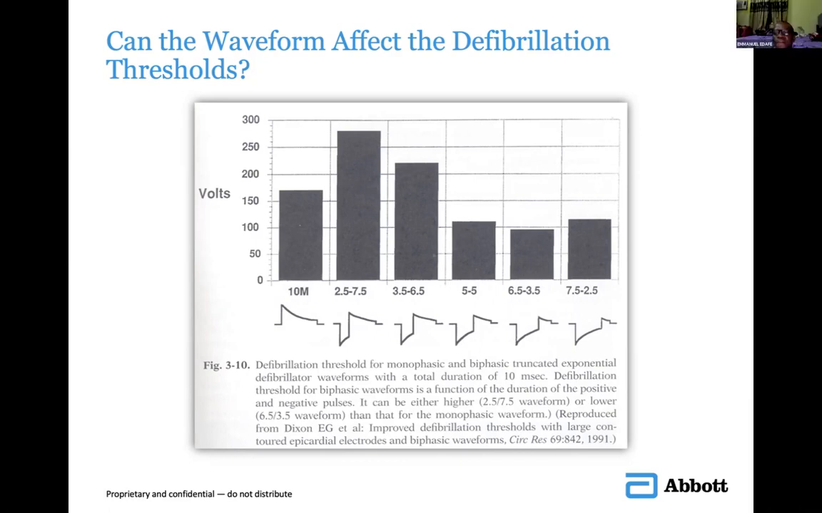What is meant by a successful shock? A successful shock is a term used when, after you've shocked a rhythm, the rhythm does not return within the next 5 seconds. Now, it can happen that the rhythm returns after 10 seconds, but that doesn't mean the shock was unsuccessful. It's just that the rhythm is recurrent.